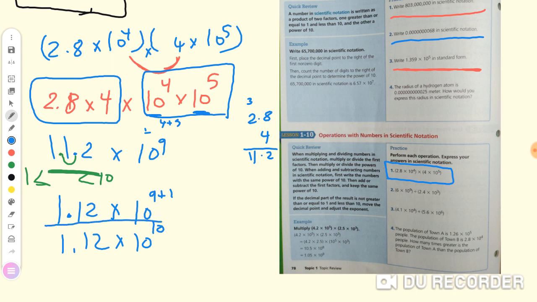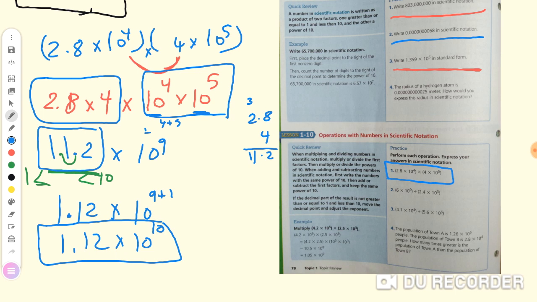If I move the point to the left-hand side, we have to add 1 to the power, because you take one place, so add it on the other side. So take care about it. Don't leave it like 11.2 because it's not in the standard scientific form. 11 is greater than 10, so I have to move the point one place and add 1 to the power.